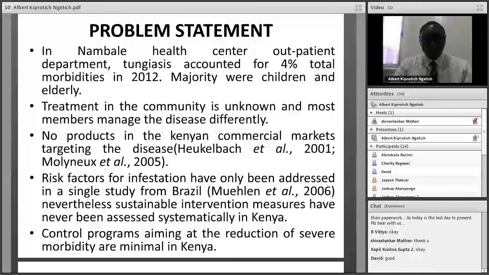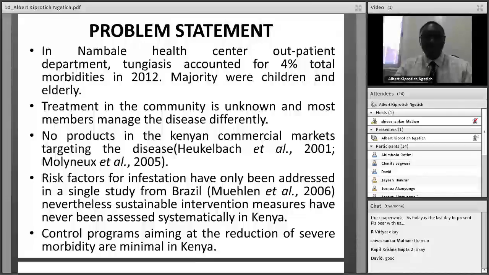Risk factors for infestation have only been addressed in single studies in Brazil. And nevertheless, sustainable intervention measures have never been assessed systematically in Kenya. And the control programs targeting the reduction of morbidity in Kenya are also very minimal.